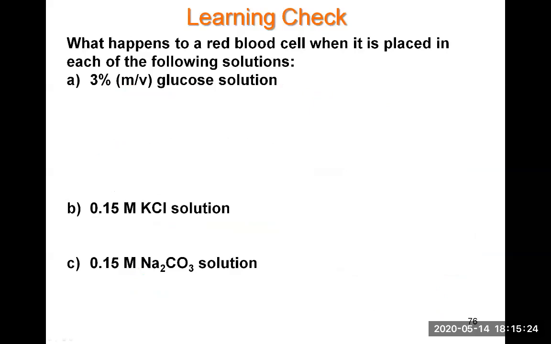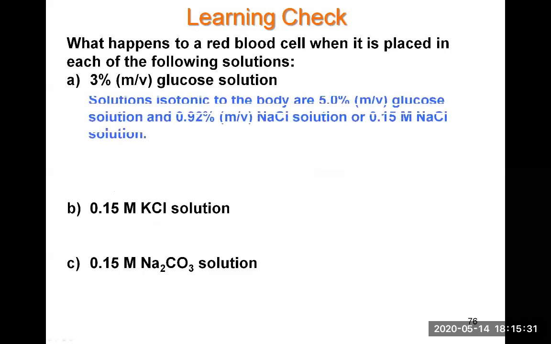So let's say your red blood cell is placed into a 3% mass per volume glucose solution. Let me remind you here what the concentrations are that are isotonic to the body fluids. Solutions isotonic to body fluids are 5% mass per volume glucose solutions, or 0.92% mass per volume NaCl solution, or a 0.15 molar NaCl solution.